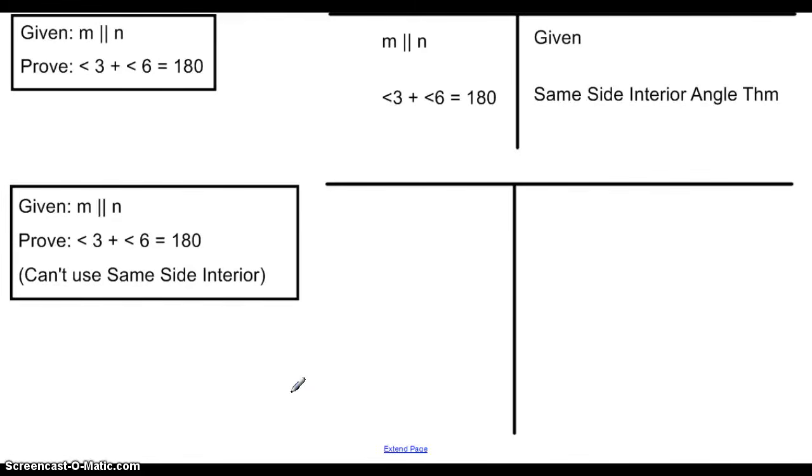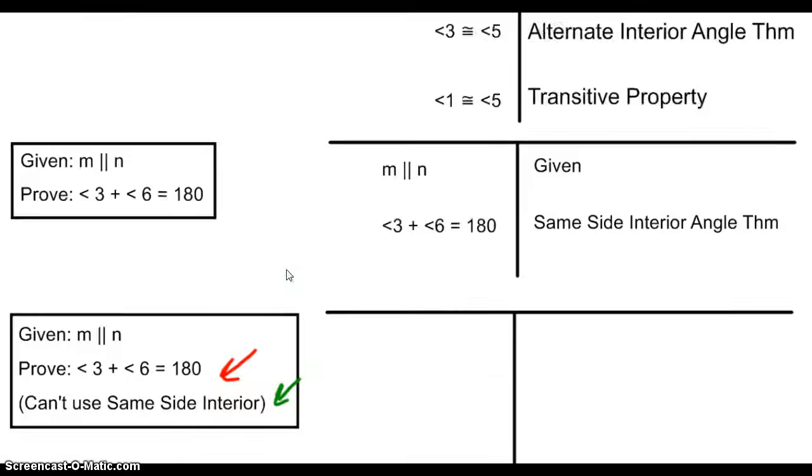This next one and the last one on this page is kind of like the last one we just did because we need to prove that angle 3 plus angle 6 equals 180 degrees. However, it's kind of like the second one we did because we have a restriction. We can't use same side interior. Just as in the second one, we couldn't use corresponding angles. So we're going to have to find another way around that, and maybe we'll have to use more than one step here. But let's mark our diagram and come back to the proof in a second.